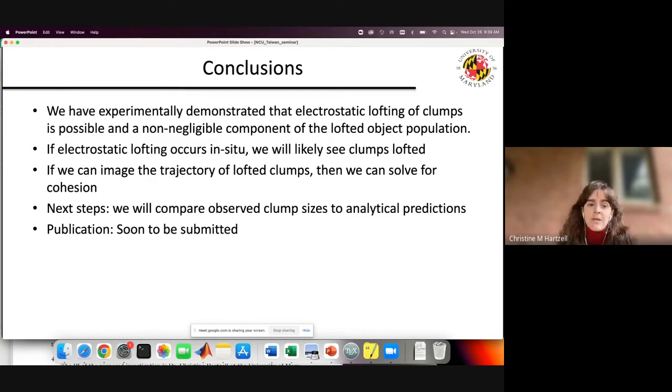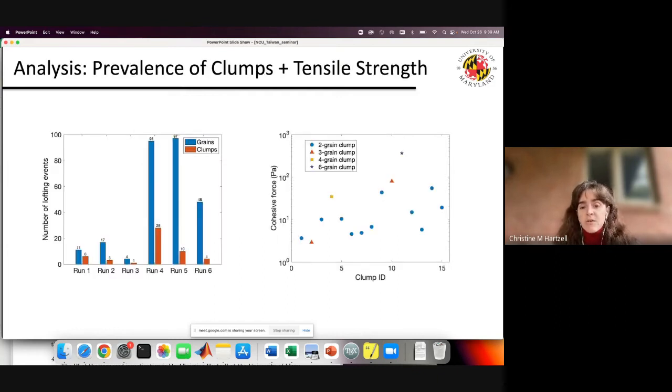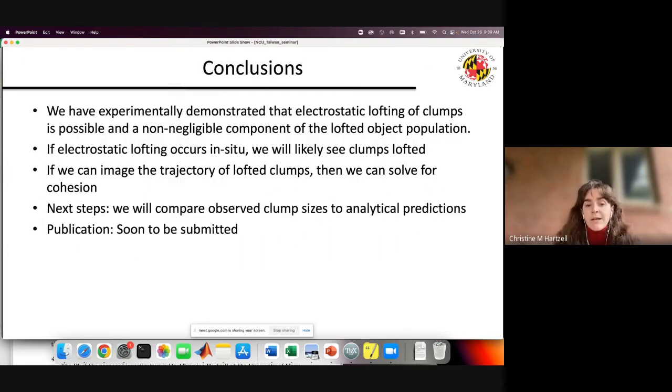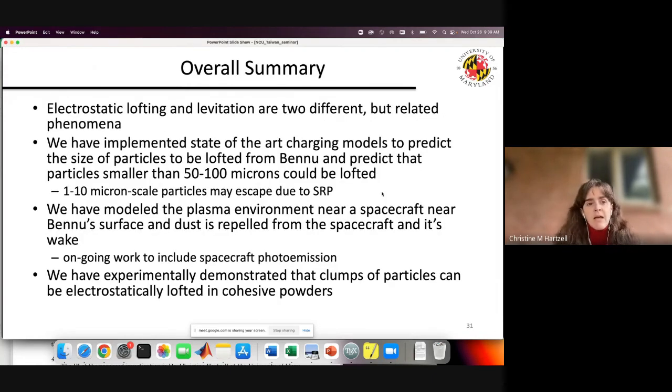And our next step is to start comparing the clump sizes to our analytical predictions of what size clumps should exist. We're currently working on a publication with this work, and hopefully it will be submitted in the next month or two. So now I'll just give an overall summary for the full talk.